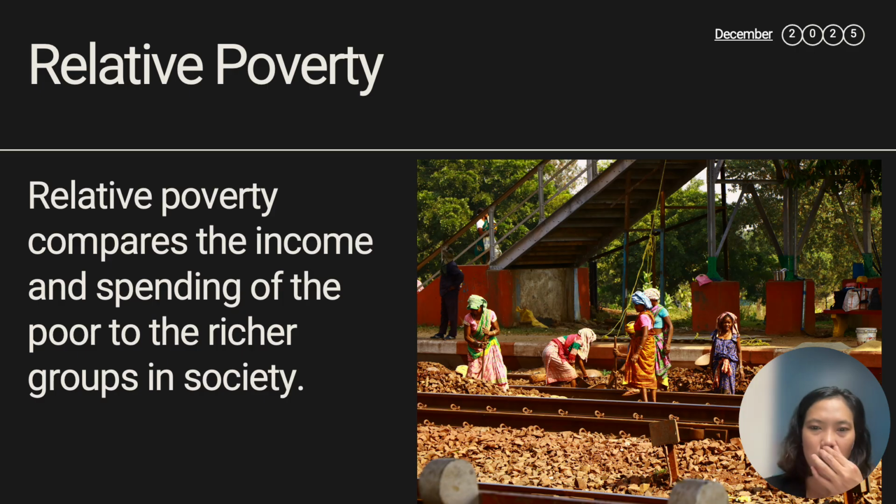Other examples are children who cannot participate in school fully because their family lacks computers or learning resources. This type of poverty is about inequality and exclusion, not starvation, in contrast to absolute poverty.